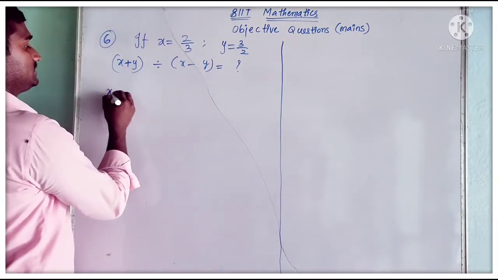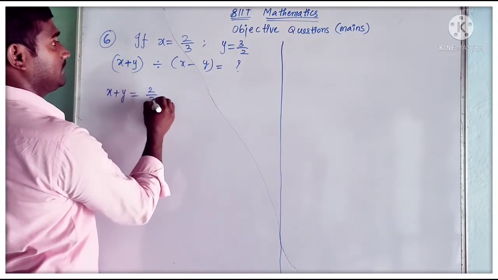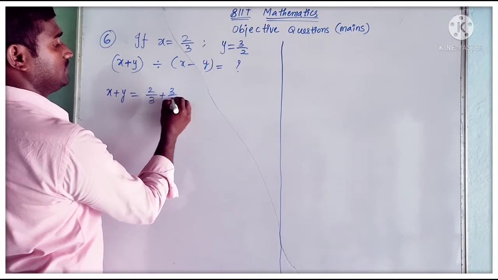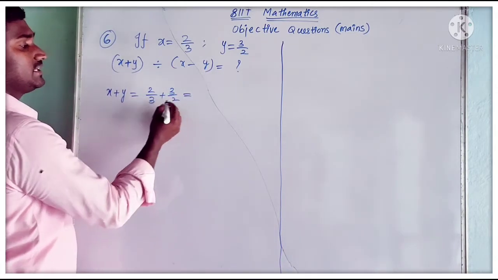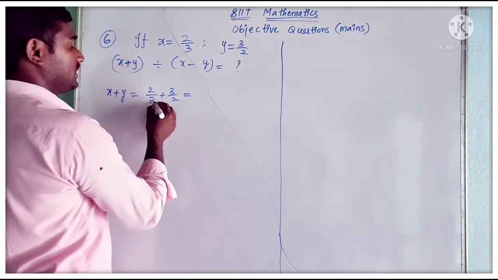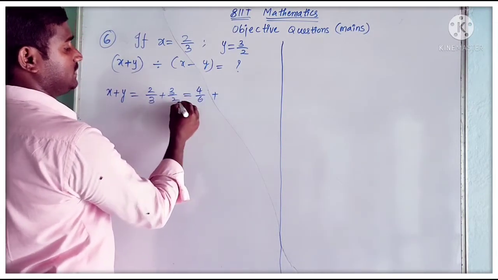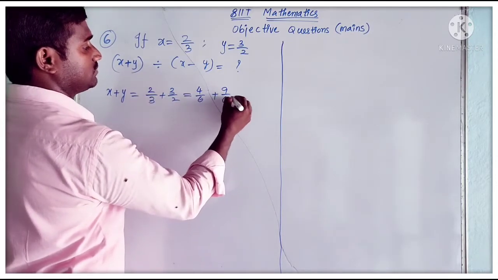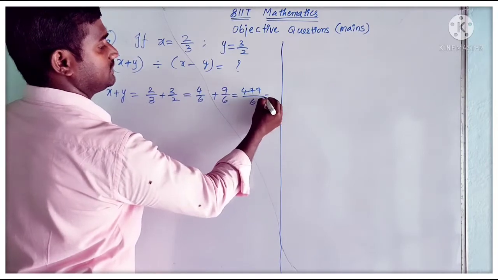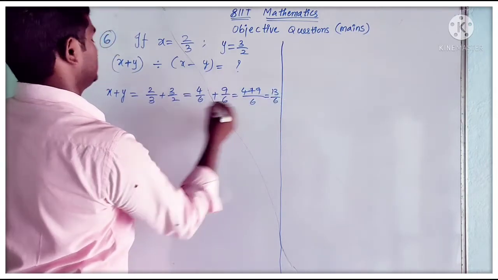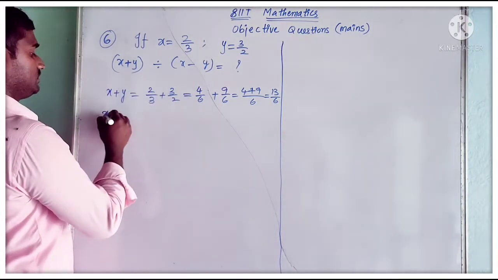So we need to find x plus y. x is 2 by 3 plus 3 by 2. Here the denominators are different. LCM of 3 comma 2 is 6. So 6 into 2 is 4 by 6, plus 3 into 3, 9 by 6. So it becomes 4 plus 9 by 6, which is equal to 13 by 6. x plus y is 13 by 6.